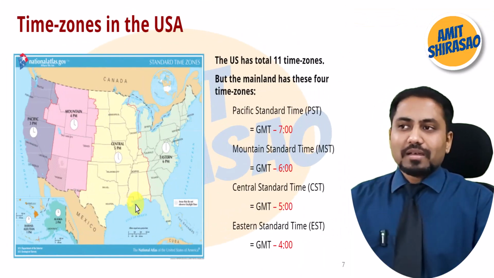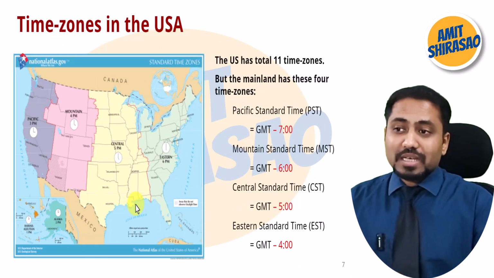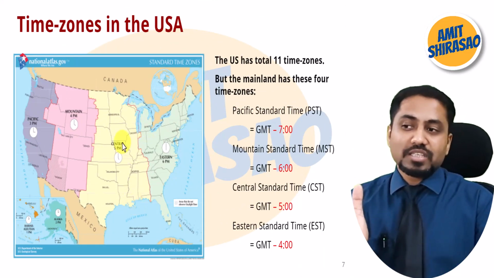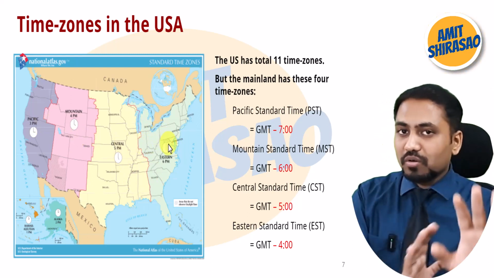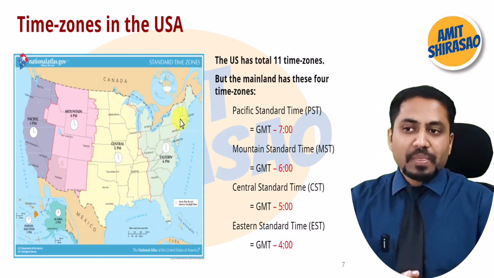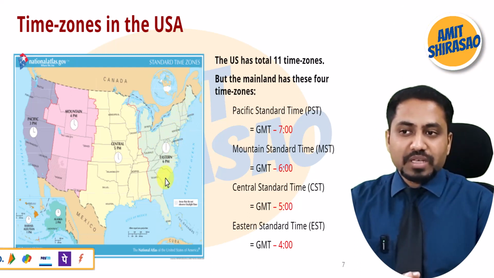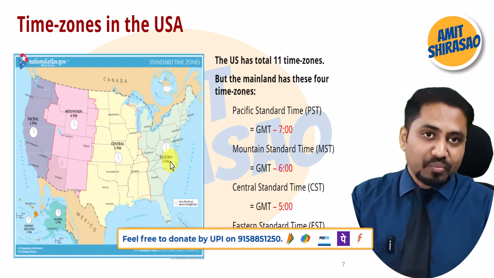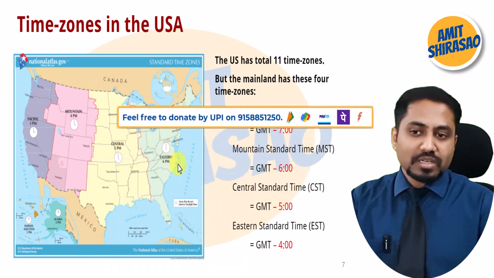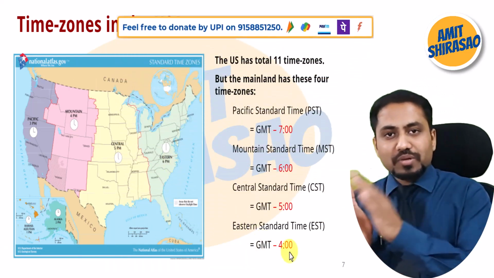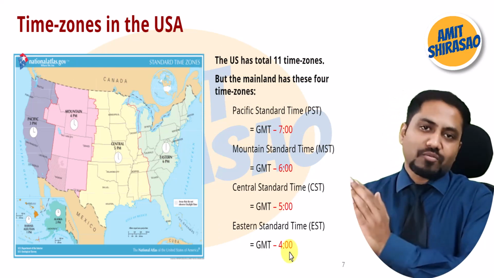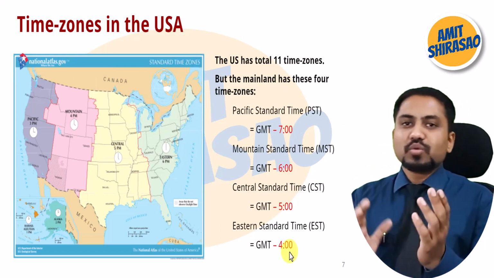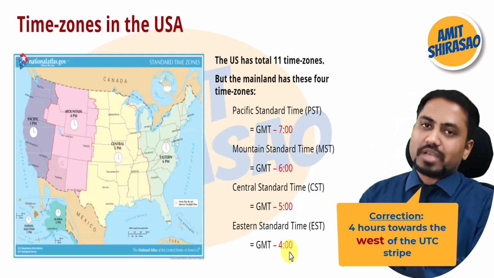Okay. Time zones in the US. The US mainland has these four time zones. If your client is from New York or Washington or Florida, then they will be in the Eastern time zone. Okay, so Eastern time zone is what? Eastern time zone is Universal Time, or GMT, minus 4 hours. So it is 4 hours towards the east of the UTC stripe.